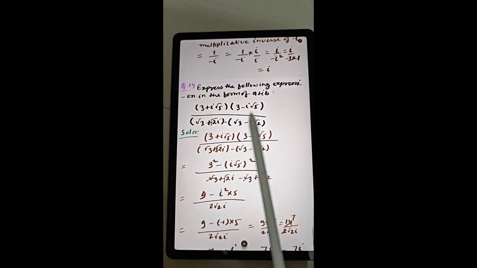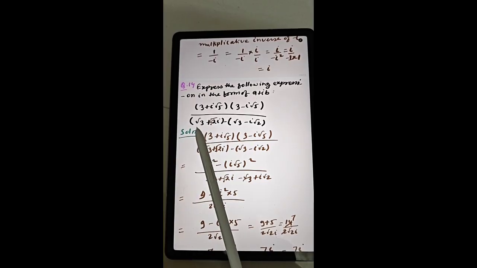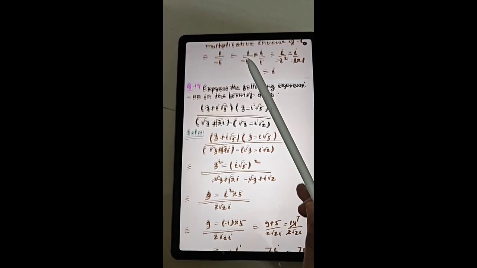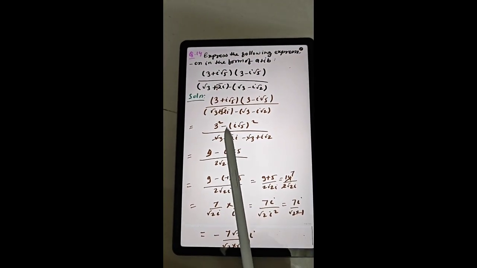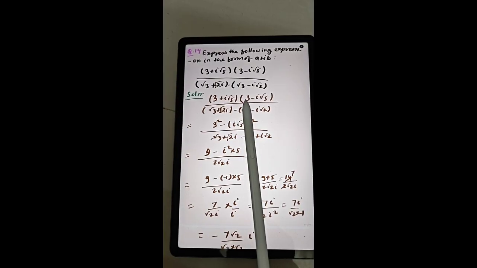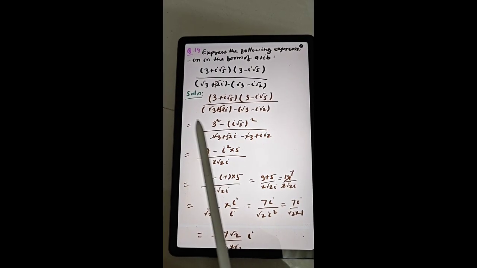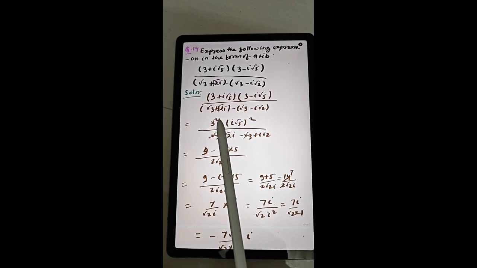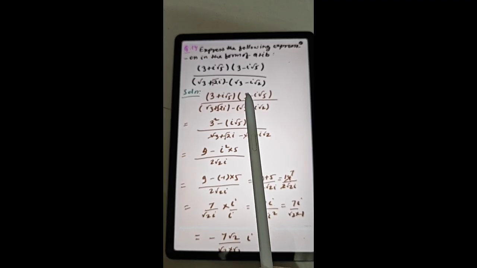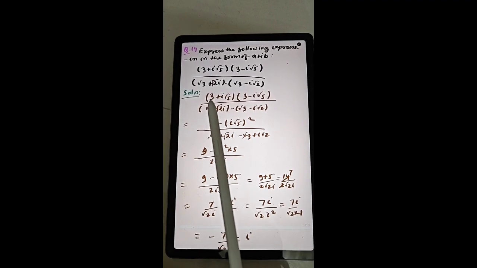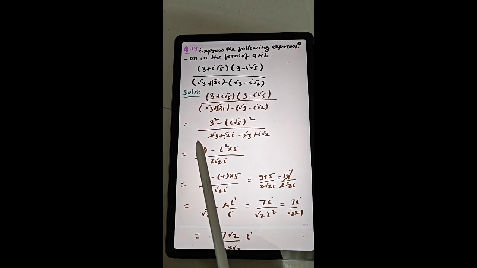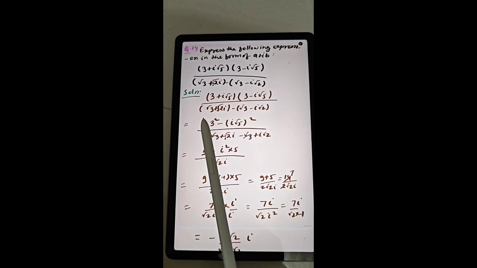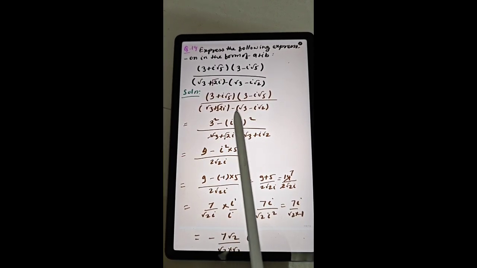Express the following expression in the form a plus iota b. Again, this is a large expression. It seems large, but it is very simple. (3 plus iota root 5) into (3 minus iota root 5) divided by (root 3 plus root 2 iota) and (root 3 minus iota root 2). So this is (a plus b)(a minus b) and this is your (a plus b) minus (a minus b).